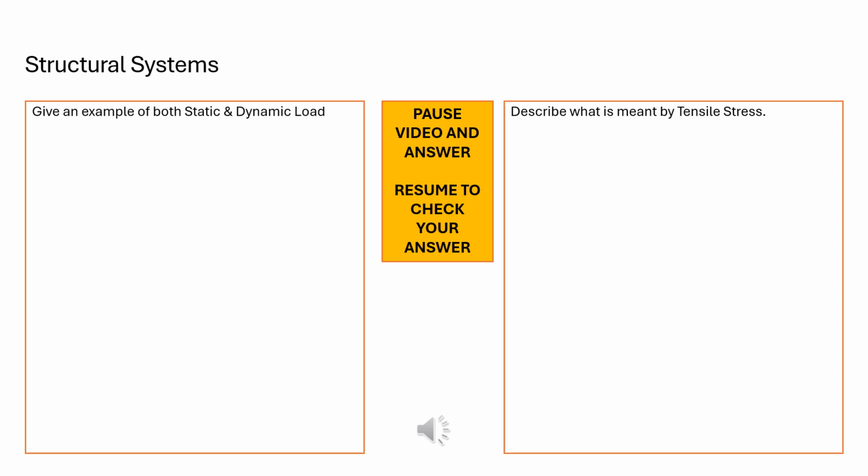So our first question we're going to look at is structural systems. What we do here is we would like you to give an example of static and dynamic load. The other thing we're going to talk about is what is meant by tensile stress. So give an example of static and dynamic load and describe what is meant by tensile stress. Pause the video at this point, write down your answer, and let's see what you produce and compare it.